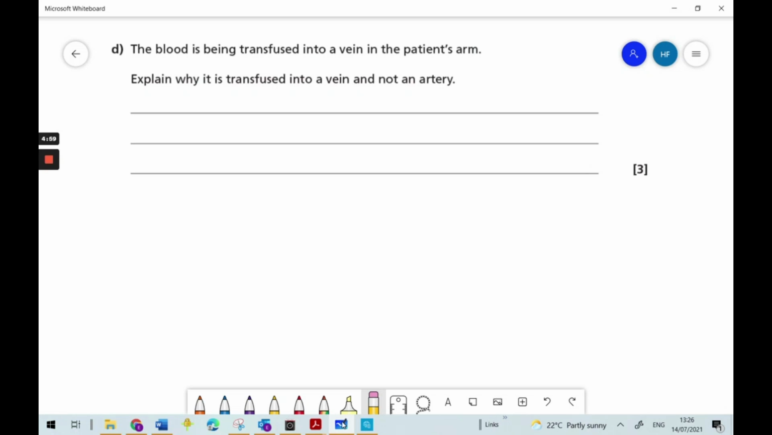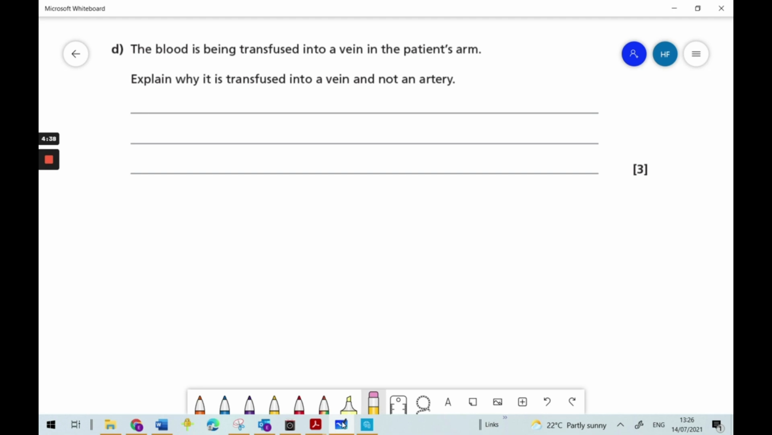Let's have a go at this exam style question. The question says, the blood is being transfused into a vein in the patient's arm. Explain why it is transfused into a vein and not an artery. Now this is an application question. It's testing your knowledge and understanding of the differences between arteries and veins.